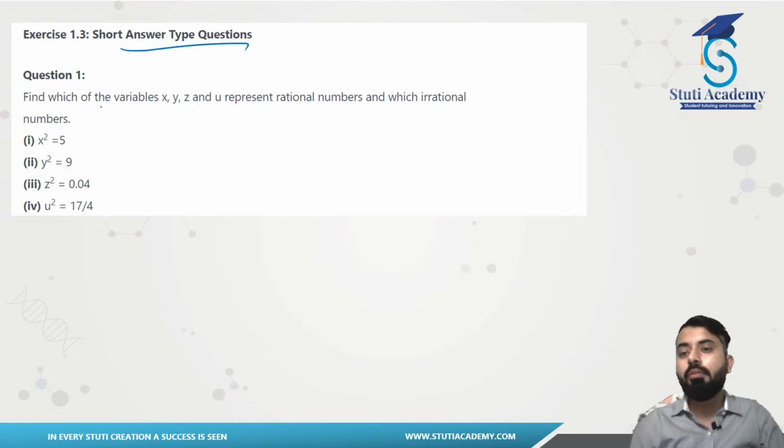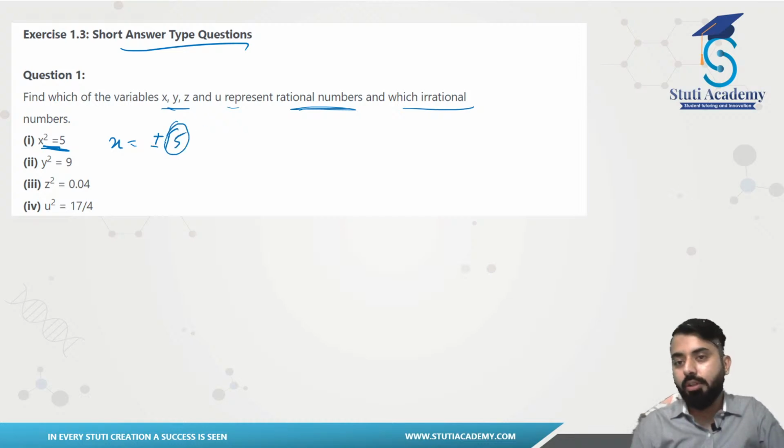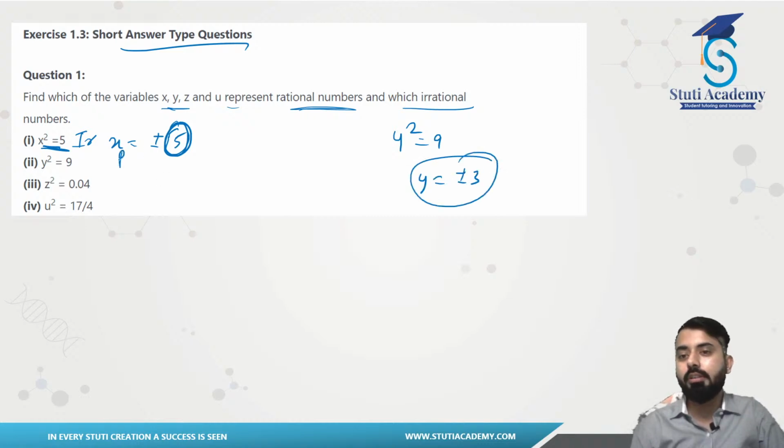We have to find which of the variables x, y, z and u represent a rational number and which represent an irrational number. Quite easy. We have x square equal to 5. x will be positive and negative square root 5. But you have a square root over here which is irrational, so this will be irrational. Now y square equals 9. y will be positive and negative 3. This will be rational.